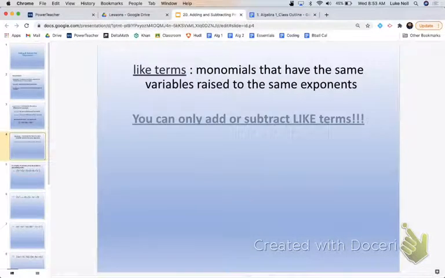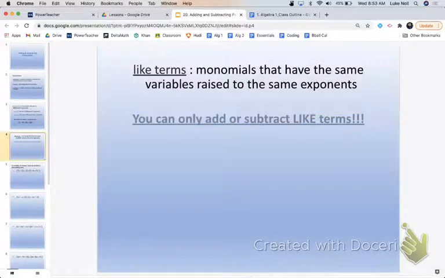Here is, you've heard this before, like terms. These are monomials that have the same variables raised to the same exponents. Here's the main key I want you to remember from today. You can only add or subtract like terms. You cannot add or subtract things that do not have the same variables raised to the same exponents. You can multiply them, that's what we just did last week, right? You can divide them, that's what we did just last week. But in order to add or subtract, they have to be like terms.